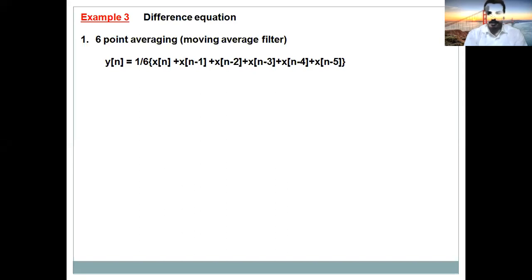Okay, let's continue our discussion. Previously, we have seen examples on discrete time convolution and the discrete time properties. So let's continue our discussion on discrete time systems. So we'll see today discrete time system examples using difference equation.